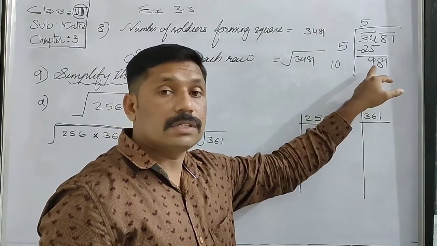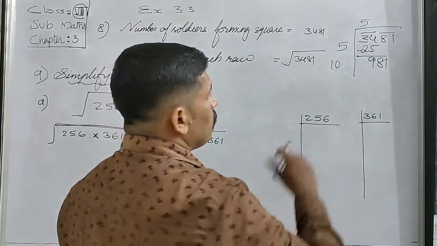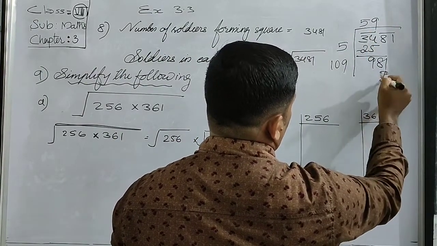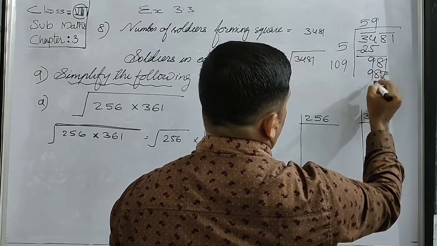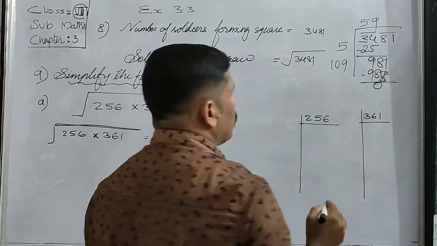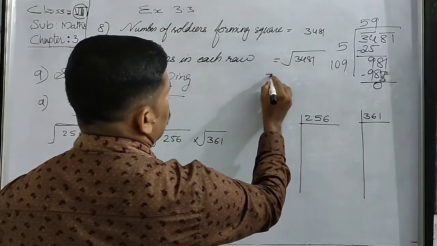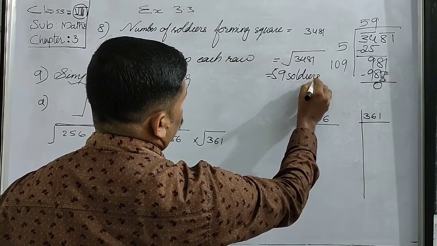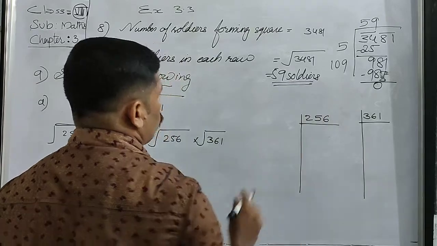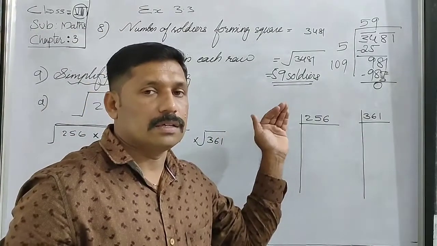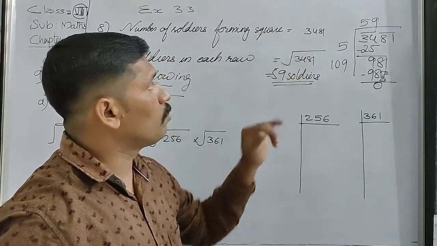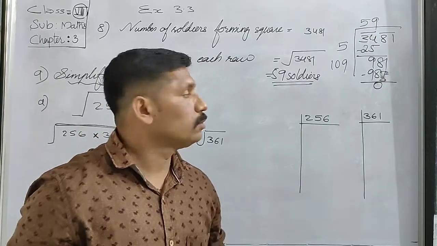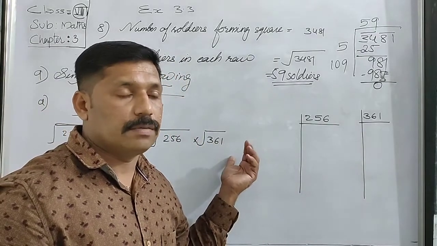But here it is 981. Therefore it will be 9. So here I write 9, here also I write 9. 9 9s are 81. And when we subtract we get 0. So the number of soldiers in each row is equal to 59 soldiers. 59 soldiers form the square. In one row 59 soldiers are arranged in that way. Total 3,481 soldiers lined up to form the square. I think students, you understood this question.